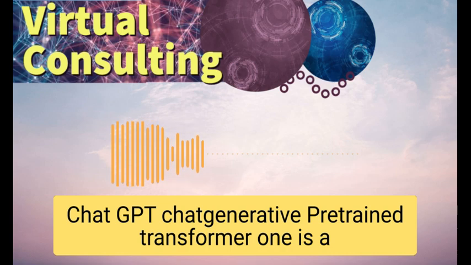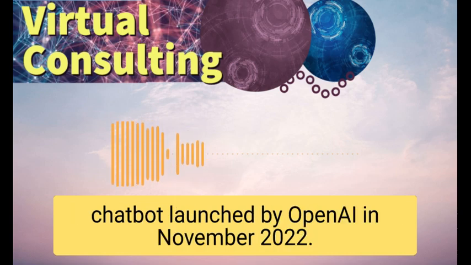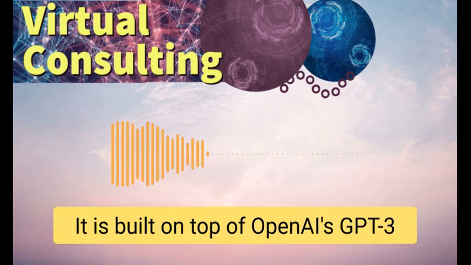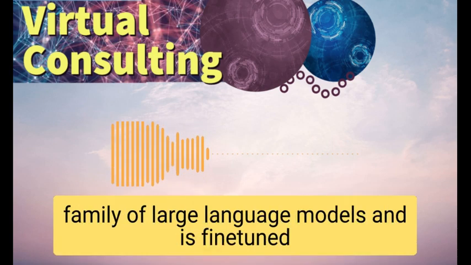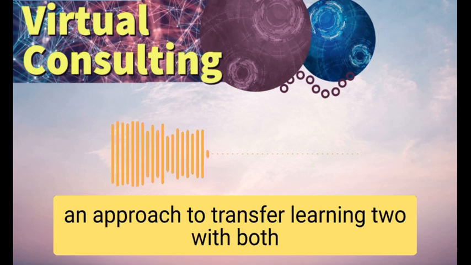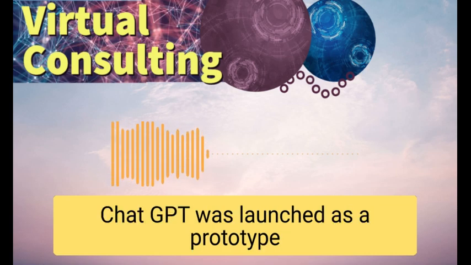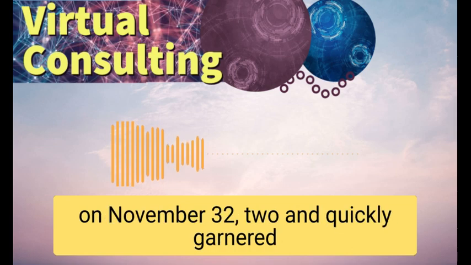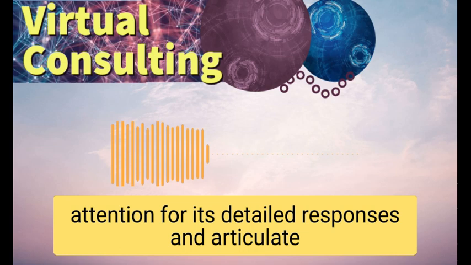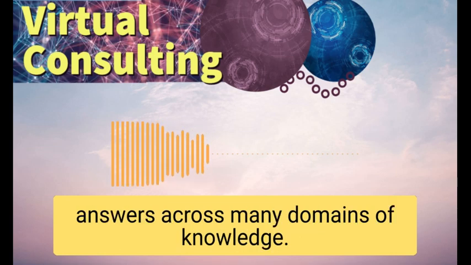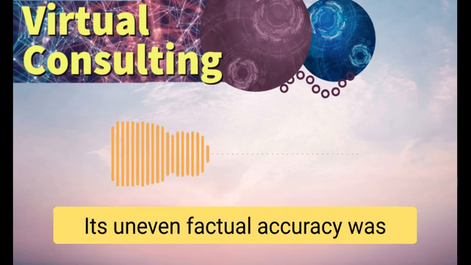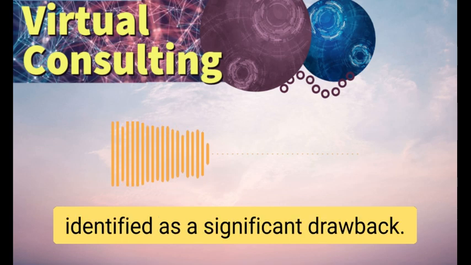ChatGPT, Chat Generative Pre-trained Transformer, is a chatbot launched by OpenAI in November 2022. It is built on top of OpenAI's GPT-3 family of large language models, and is fine-tuned, an approach to transfer learning, with both supervised and reinforcement learning techniques. ChatGPT was launched as a prototype on November 30, 2022, and quickly garnered attention for its detailed responses and articulate answers across many domains of knowledge. Its uneven factual accuracy was identified as a significant drawback.